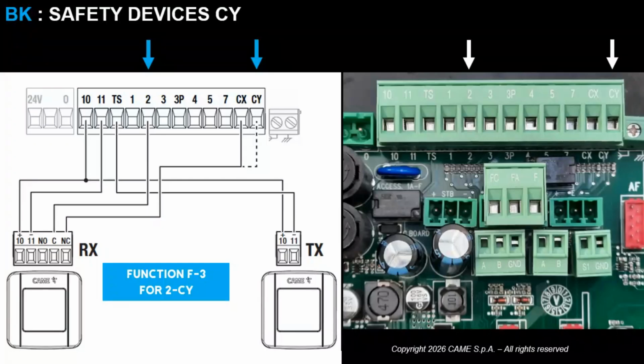If you want to use another pair of photocells, repeat the procedure by connecting the devices to terminals 2 and CY, and select function F3.